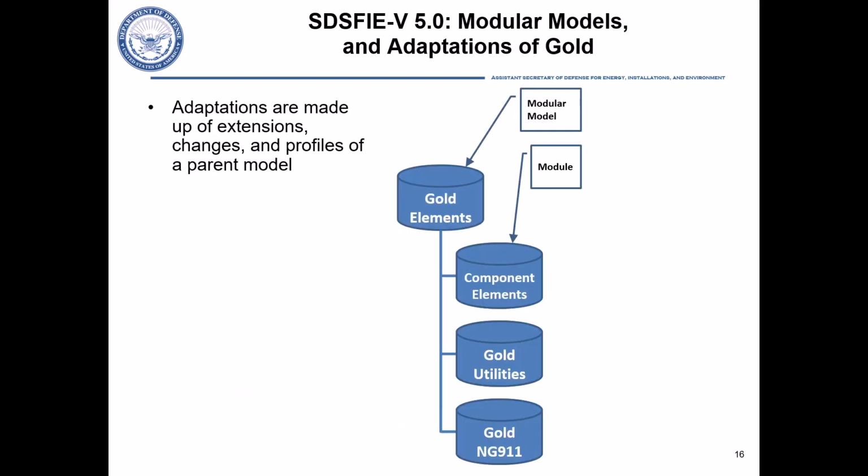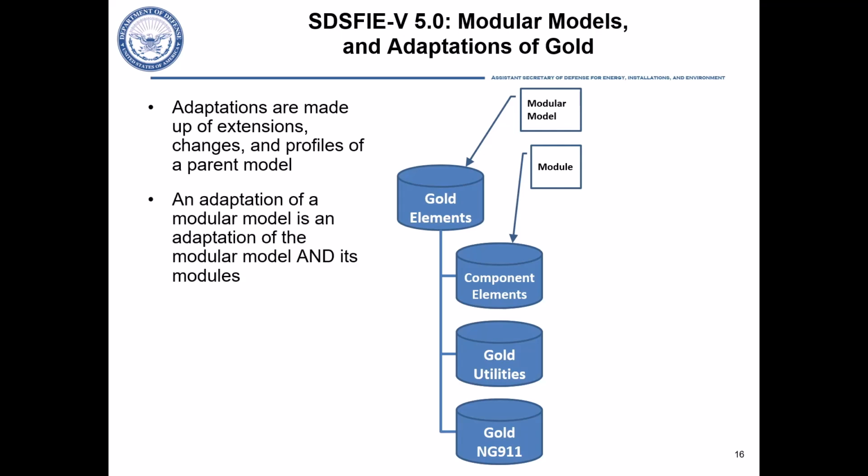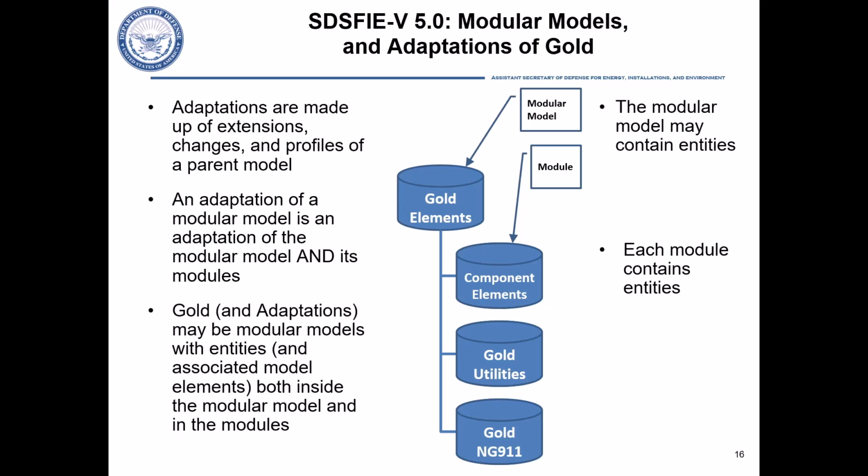As we know, adaptations are made up of extensions, changes, and profiles of a parent model. When considering modular models and adaptations of those models, there are two final points to make before moving on and discussing attributes. First, an adaptation of a modular model includes adapting both the modular model and its contained modules. Second, the Gold model and component adaptations, if modular, may have entities and associated model elements both inside the modular model and in the modules.